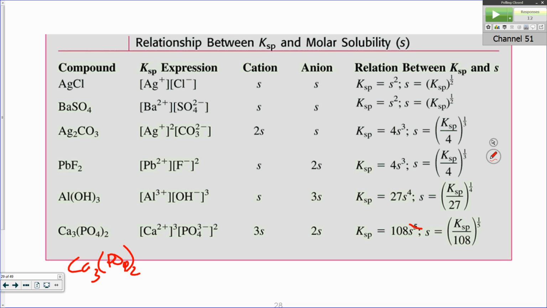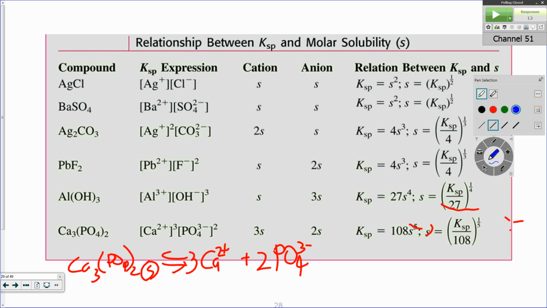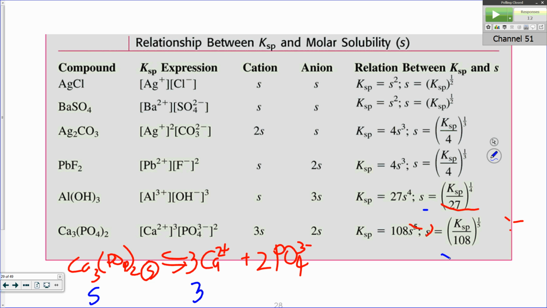So this is a solid. And it's going to dissociate. I know the calcium, based on its position in the periodic table, forms a 2 plus cation. And I know the phosphate is a 3 minus anion. Okay, I can look at the formula and I can see there's 3 calciums here. And I can look at the formula, there's a 2 here and there's a 2 in front of the phosphate. Okay, so if I look at this formula and want to apply this to figure out where this comes from, this is S, this is 3S, and this is 2S.